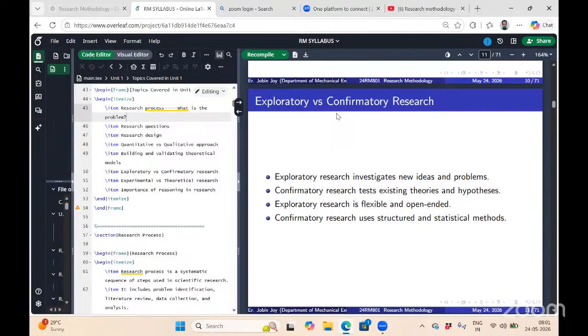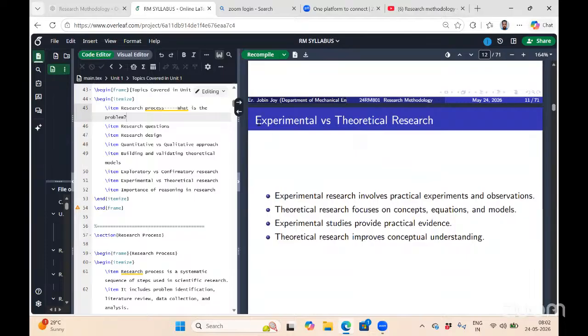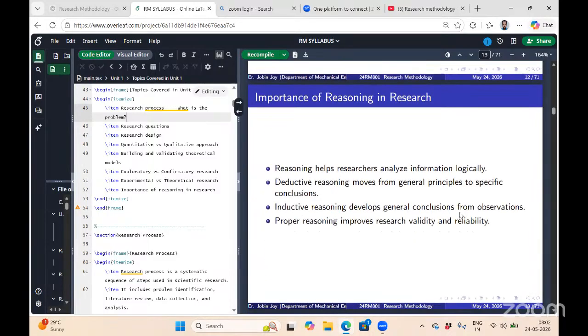Confirmatory research means testing existing theories and hypotheses. Exploratory is flexible and open-ended, but confirmatory is very structured and uses statistical methods. Experimental versus theoretical research. Experimental involves practical experiments and observations. Theoretical mainly focuses on theories, concepts, equations, and models only. Experimental results will give practical evidence. Theoretical research improves conceptual understanding.